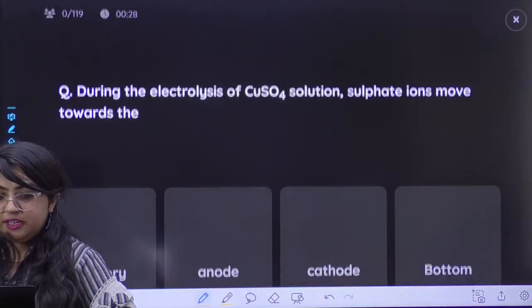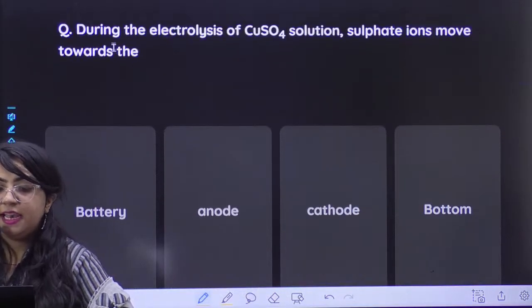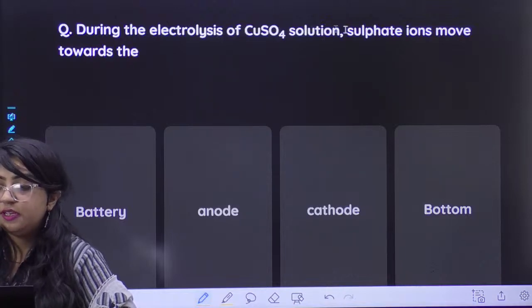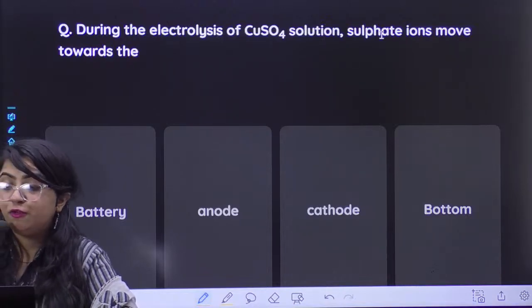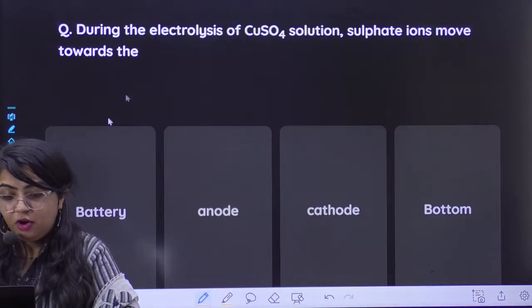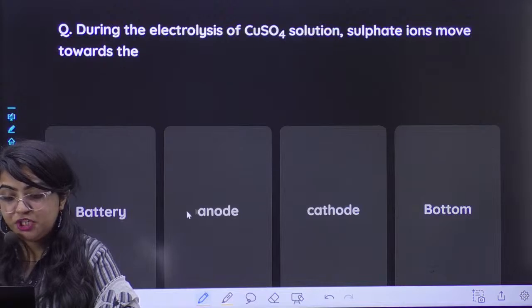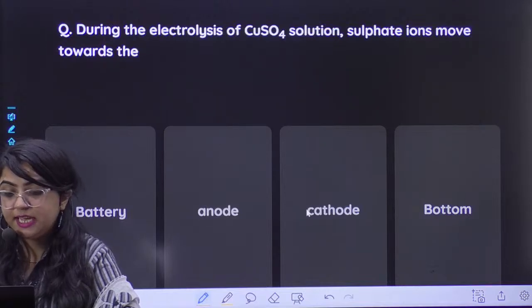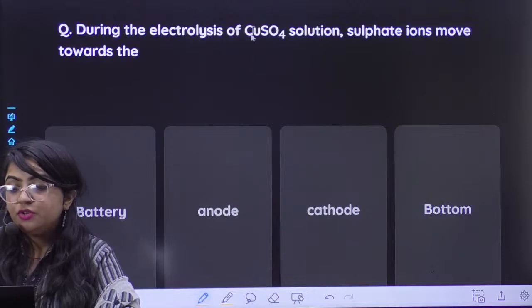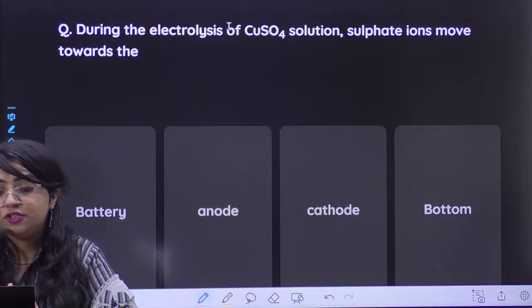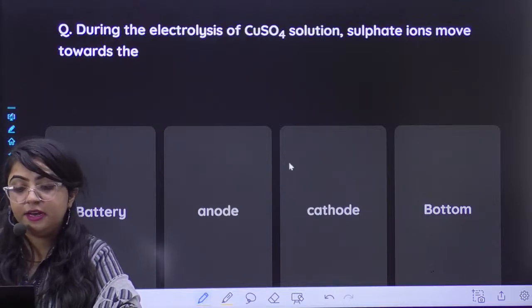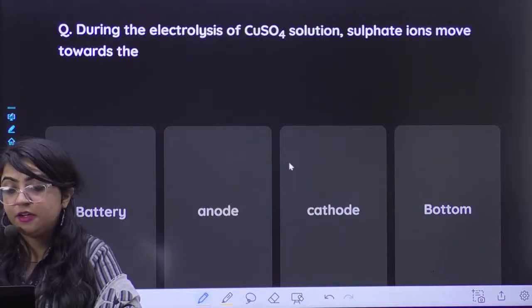The next question is, during the electrolysis of copper sulfate, that is CuSO4 solution, sulfate, that is SO4 2 minus ions, will move towards option A, battery, option B, anode, option C, cathode, or option D, bottom. So when copper sulfate will dissociate, sulfate के ions किस तरफ move होंगे, इसमें हमें वो आंसर करना है. प्लीज जल्दी से आंसर करो.